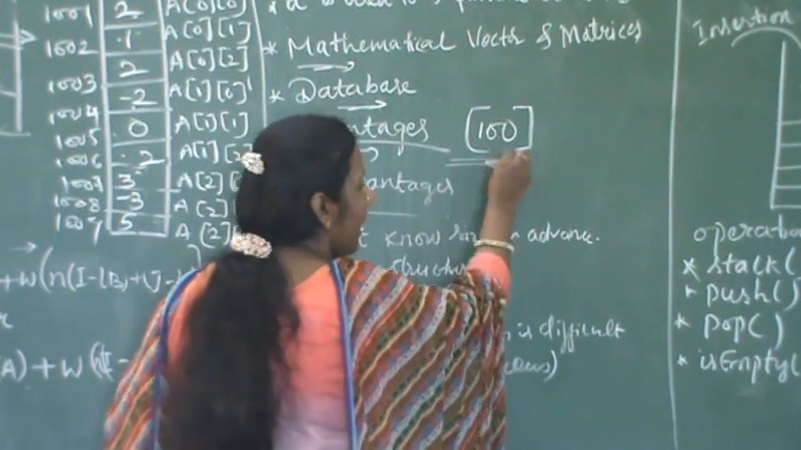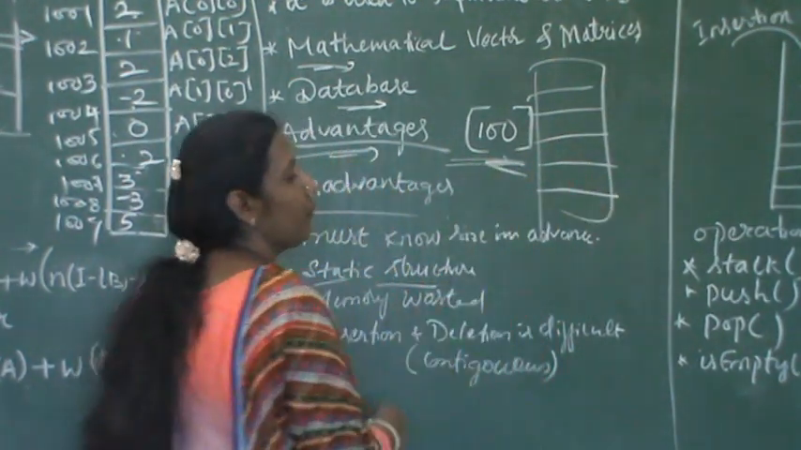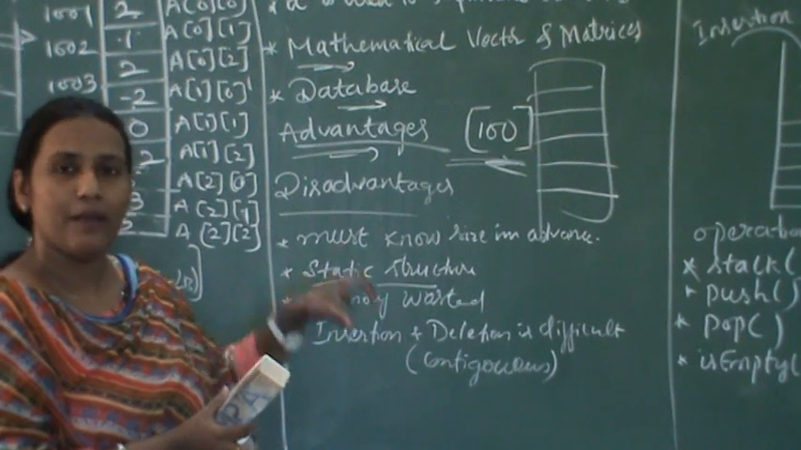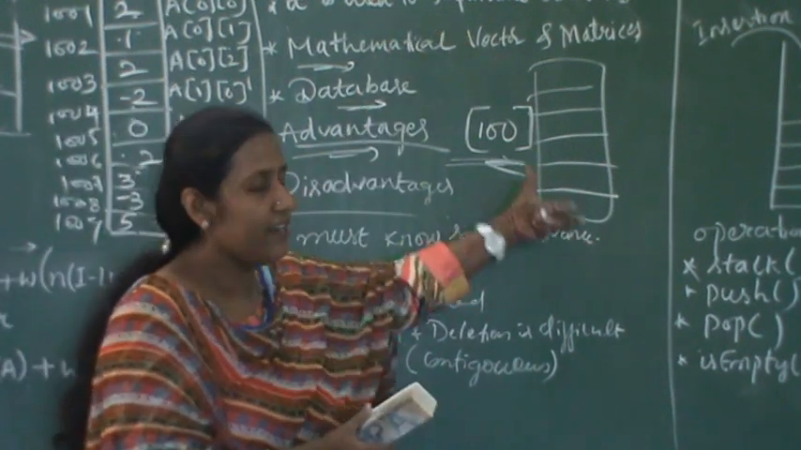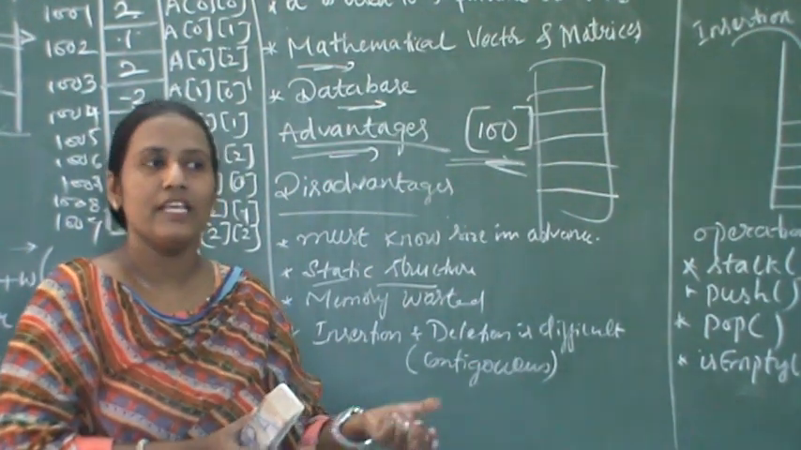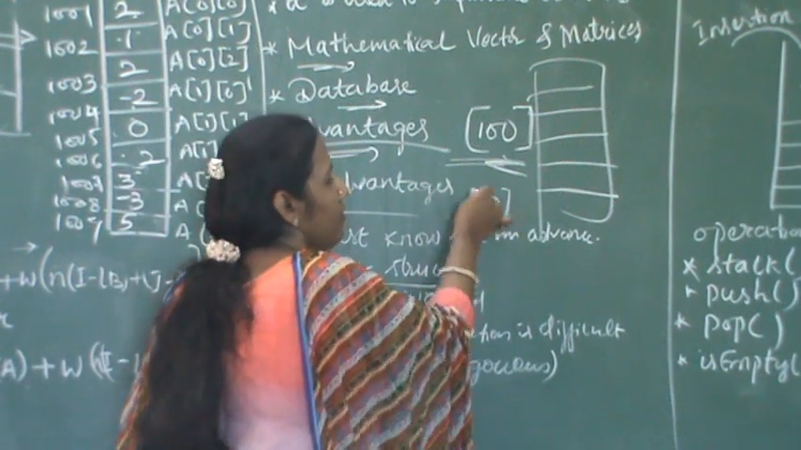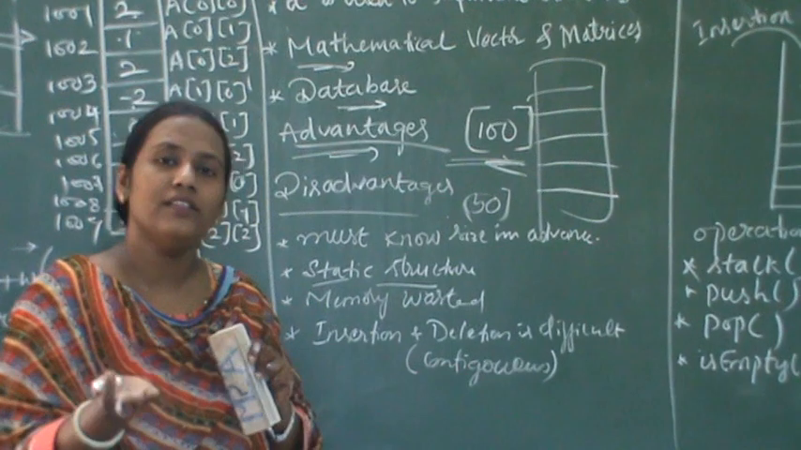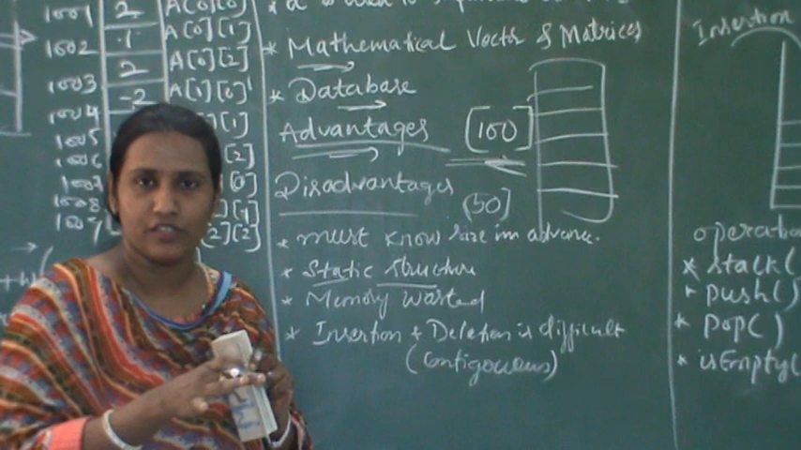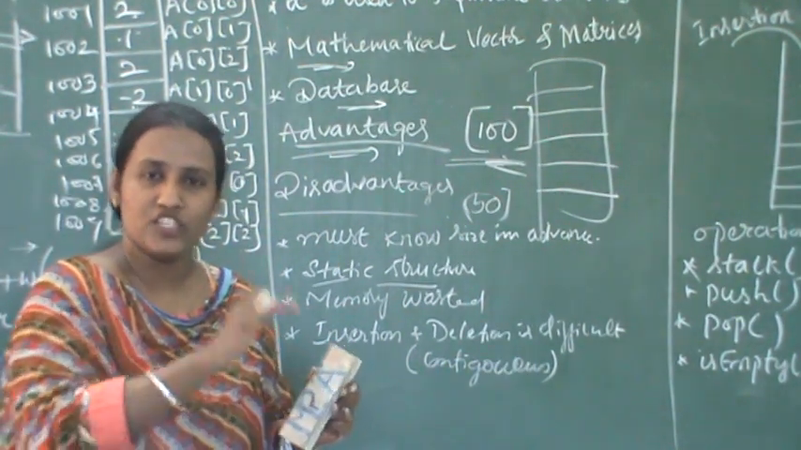If I declare 100 as the size during compile time, all 100 locations will be created for that array. Suppose I am not using all 100, and I use just 50 storage locations. Then what about the other 50? They will be wasted, is it not? Because it is a static memory location. Once we define the memory, it is fixed, so we can't make changes.